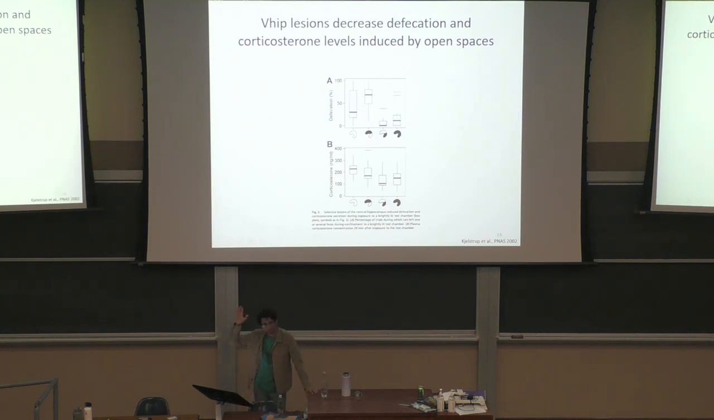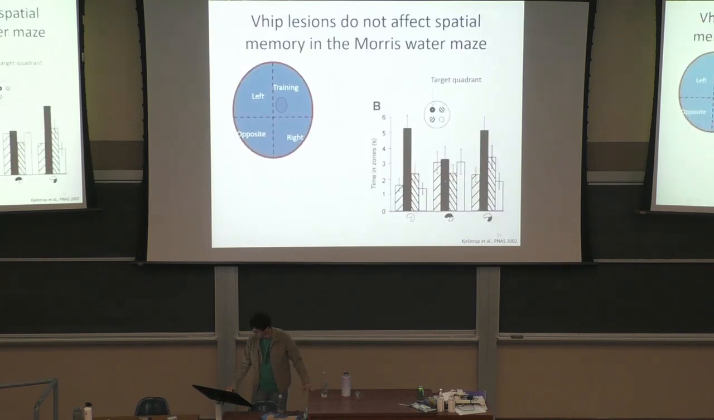Okay, so the mouse will show more corticosterone in the blood and more poop on the floor if it's stressed out. And then if you lesion the ventral hippocampus, both of those things decrease. Like if you lesion the ventral hippocampus and then put the mouse in the open space, they will show a smaller increase in both of these parameters. So also these physiological measurements of anxiety seem to be related to ventral hippocampus function. But that behavior that we were talking about in the previous week, which is the spatial navigation in the Morris water maze, that behavior doesn't seem to need the ventral hippocampus.